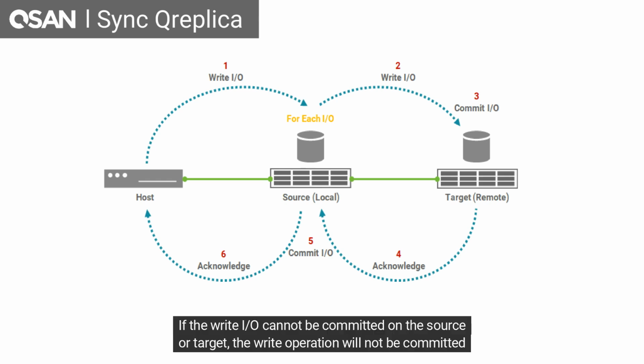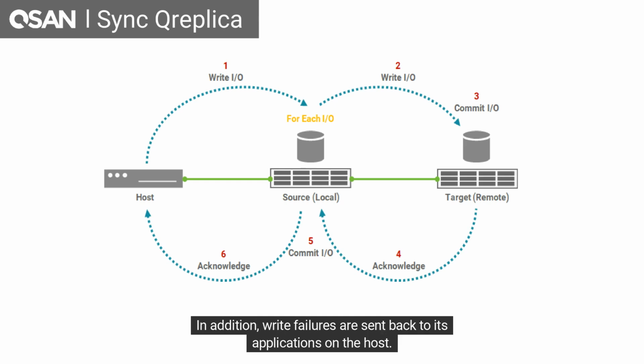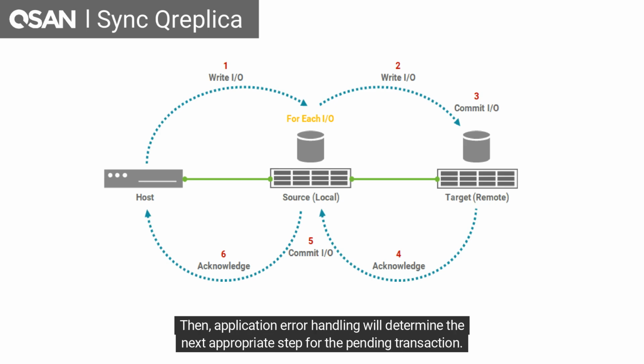If the write I/O cannot be committed on the source or target, the write operation will not be committed to ensure consistency. In addition, write failures are sent back to its applications on the host. Then, application error handling will determine the next appropriate step for the pending transaction.